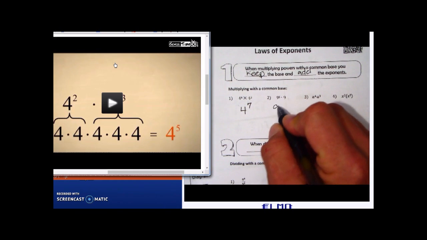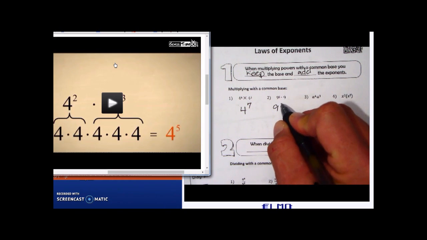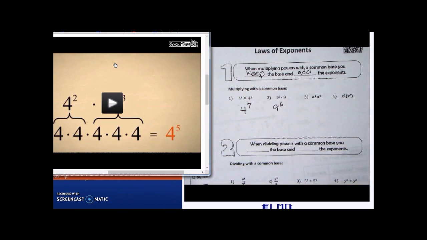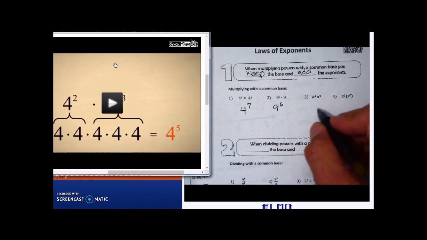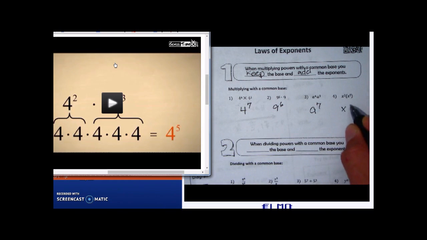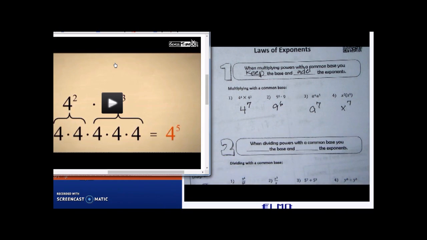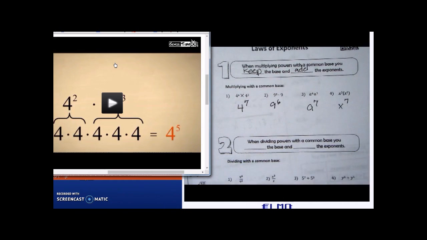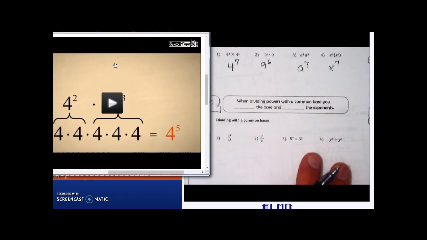How about 9 to the what? 6. You don't need to find the number. All we're doing is adding simple exponents. This is a to the 7th. This is x to the 7th. Okay, so this rule is called multiplying with a common base. It prevents you from having to use a calculator and multiply all that out. It just helps make things easier.